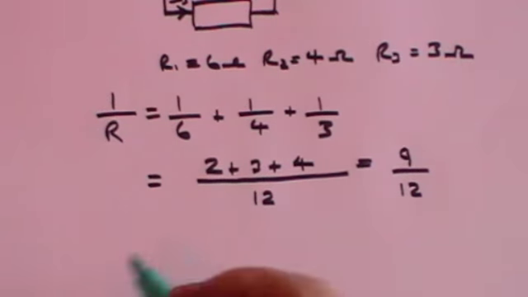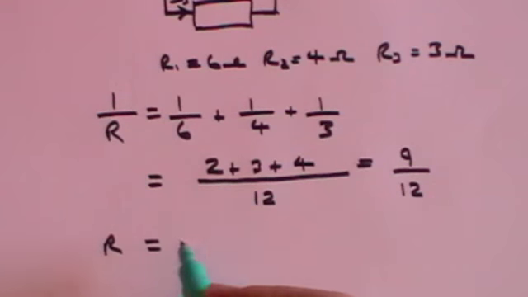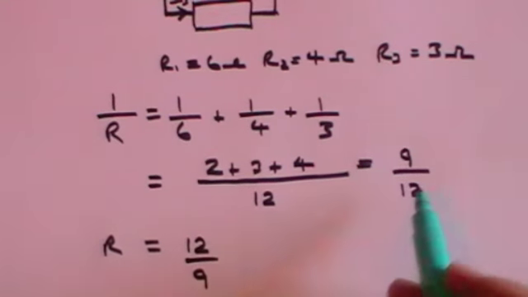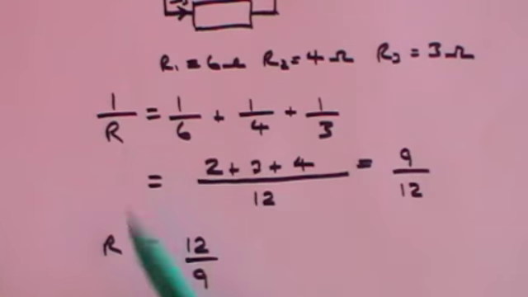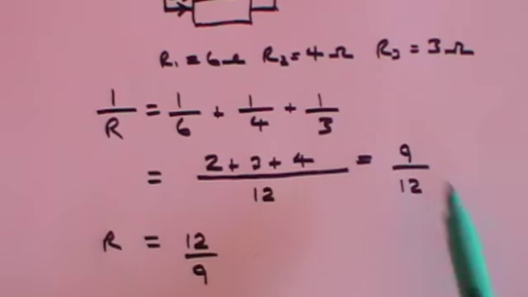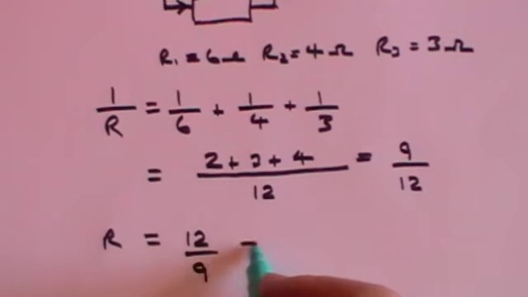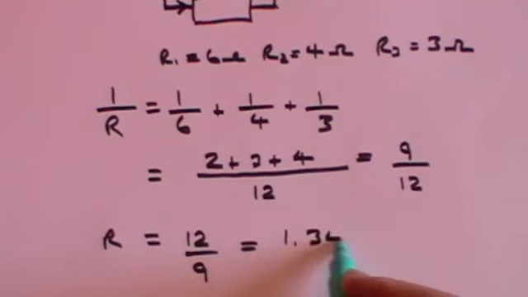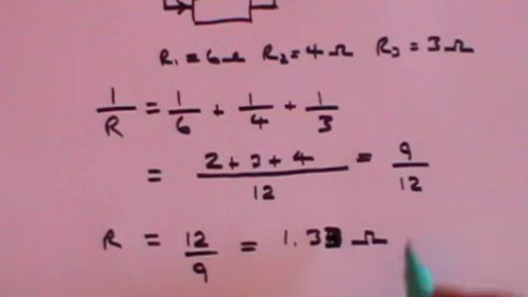So we have to turn both sides upside down to get that the total resistance is equal to 12 over 9. You have to tip this upside down to get the actual resistance, because this is 1 over R, so R is 12 over 9, which is 1.34, actually 1.33 recurring, isn't it, ohms.